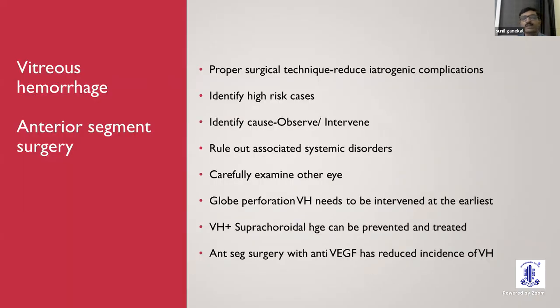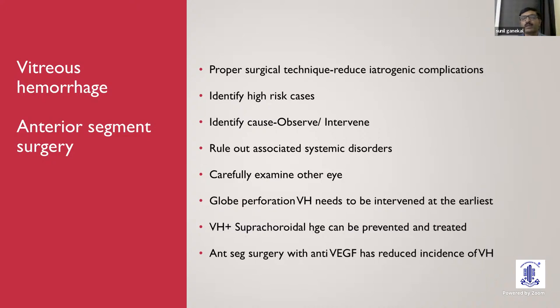So in anterior segment surgery, use proper surgical techniques to reduce iatrogenic complications like iris damage and ciliary body damage. Identify the cause, which will help you decide whether to observe or intervene. Rule out the systemic disorders associated with this. As Dr. Shobhit Chawla has rightly said, carefully examine the other eye, which gives the clue to the diagnosis.